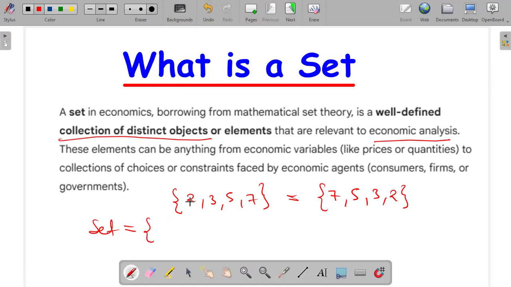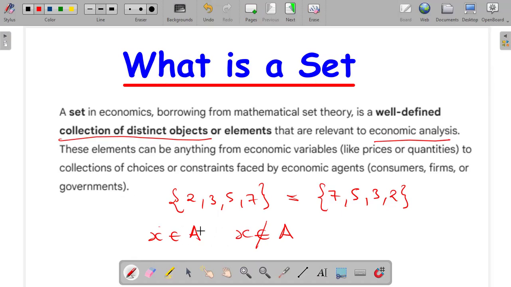Okay, so now let's talk about the notation. When we want to say that a certain object or an element is a member of the set, then we say, okay, X is a member of the set A. So when we write this, it means that X is contained in the set A. Then if we want to say it's not a member, then we say X is not a member of A.